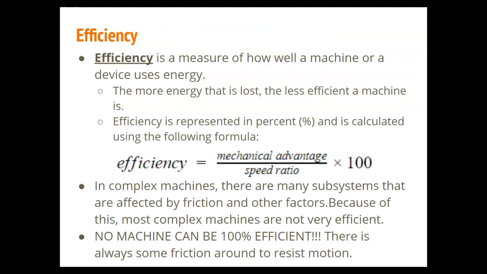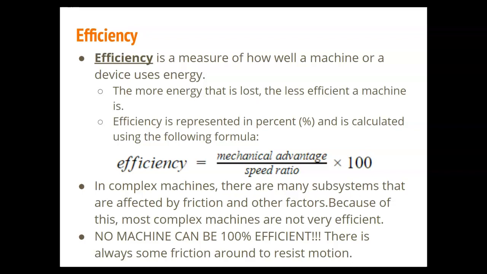So the last thing we have to talk about on this concept is efficiency. Efficiency is a measure of how well a machine or device uses energy. Basically, the more energy that is lost, the less efficient a machine is. So you want efficiency to be as high as possible to make the machine as effective as possible. The lower the efficiency means more energy that we're wasting.